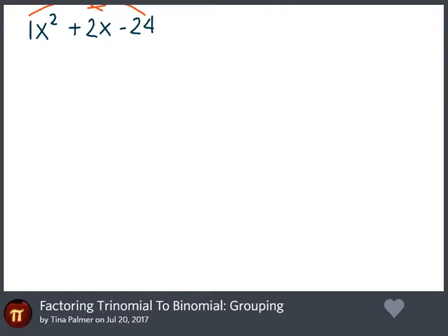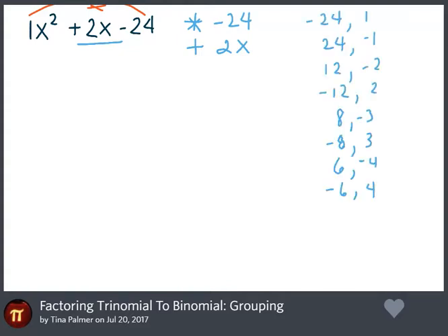So we take the 1 and the negative 24. So we're looking for two numbers that multiply to be negative 24, but we want those same two numbers to add up to be 2x. We want the diagonals to add up to be 2x. Well, the first thing I did was make my list of values, all the values that multiply to be negative 24, and there is a lot of them. Now I need to go through and add them up and see what they come out to be.